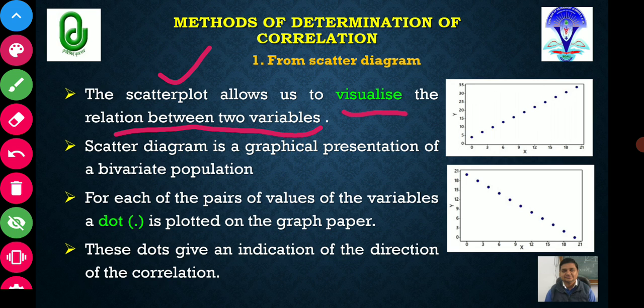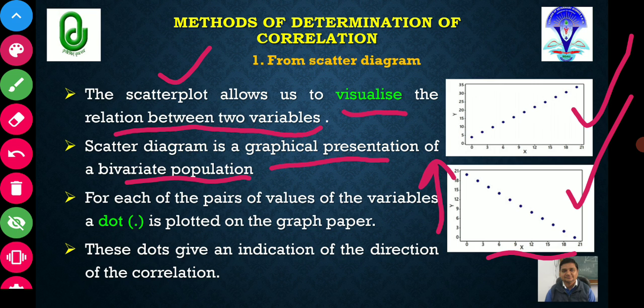Suppose you have data on milk yield and data on fat percentage. By simply observing the data, you cannot say with confidence what the correlation between these two variables is. For that, you have to prepare the scatter diagram. What is a scatter diagram? It is a graphical presentation of a bivariate population. Here you can see the graphical presentation. Suppose this is milk yield and this is fat percentage.